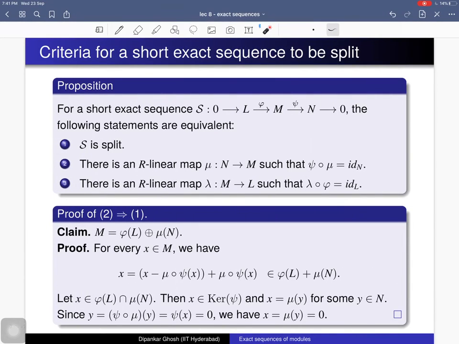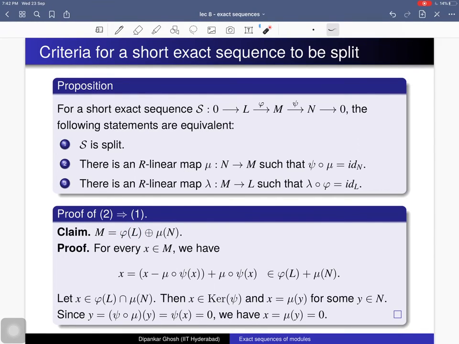So, we should prove the reverse directions, namely 2 implies 1 and 3 implies 1. Here is the proof of 2 implies 1. In 2, you have this kind of map from N to M such that their composition is the identity, and now we should prove that your short exact sequence splits. That means we need to prove that phi of L is a direct summand of M. So, we need to find a submodule of M such that the internal direct sum of phi of L and that submodule is M.